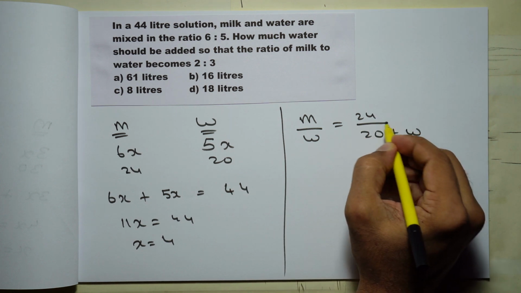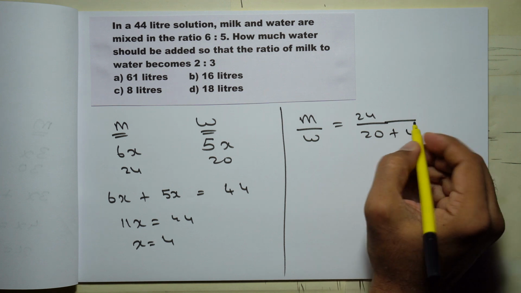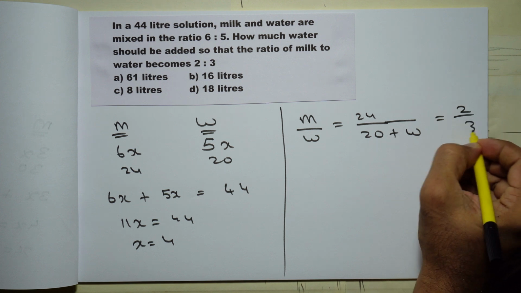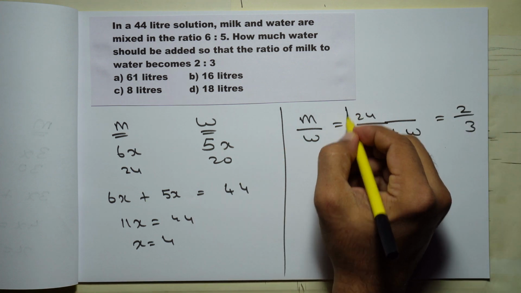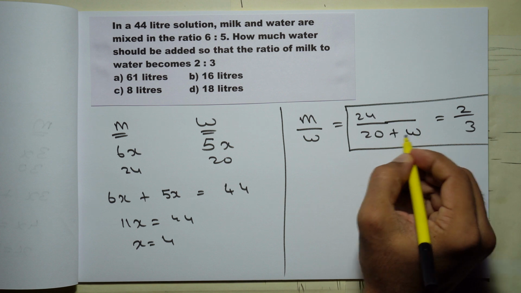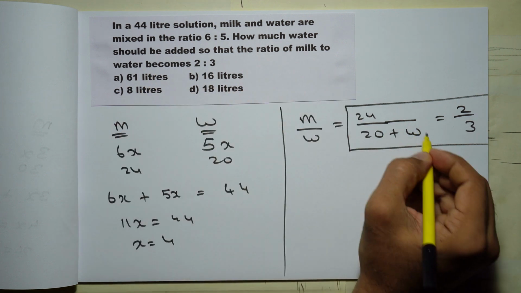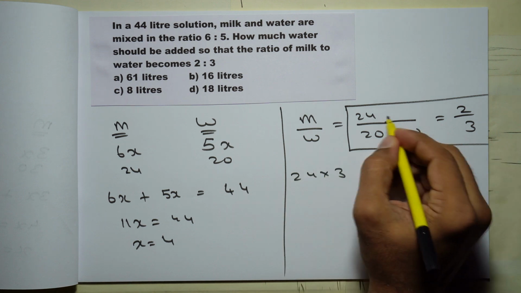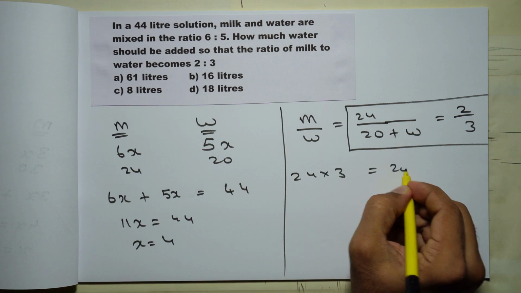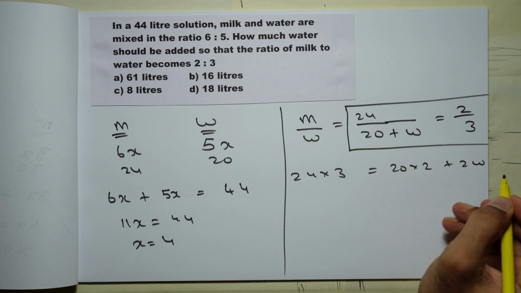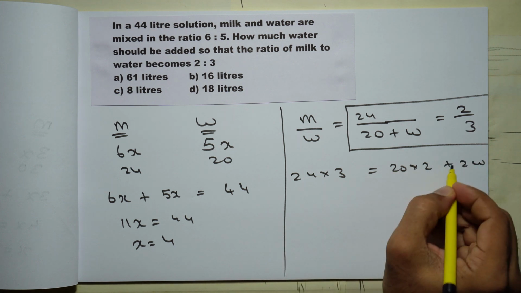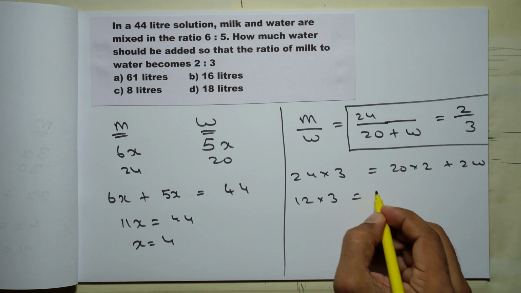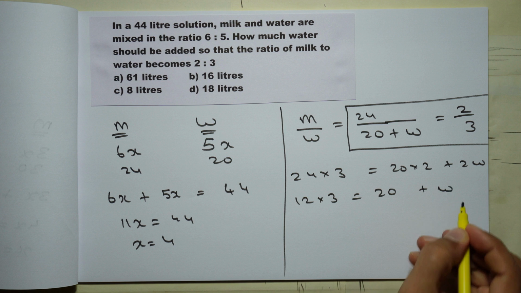Now you're going to add W amount of water, and after adding W amount of water, this ratio becomes 2:3. So from this ratio we can calculate W, the amount of water that must be added. We'll just cross multiply. That is 24 into 3 is equal to 20 into 2 plus 2W. I'll just cancel 2 on both sides. 24 by 2 gives you 12 into 3 is equal to 20 into 1 plus W.